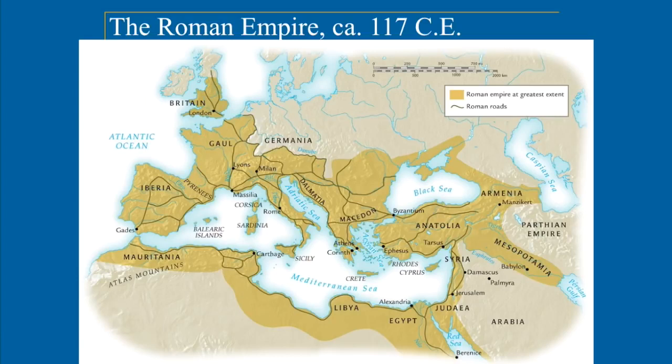Look at how far on the map the Roman Empire expands. Libya, modern day Judea down to Jerusalem, Mesopotamia, Anatolia, Armenia, Macedon, all of Rome, Germania, Britain, Iberia, Gaul. Look at how big it's become. It's one of the largest empires of its time.